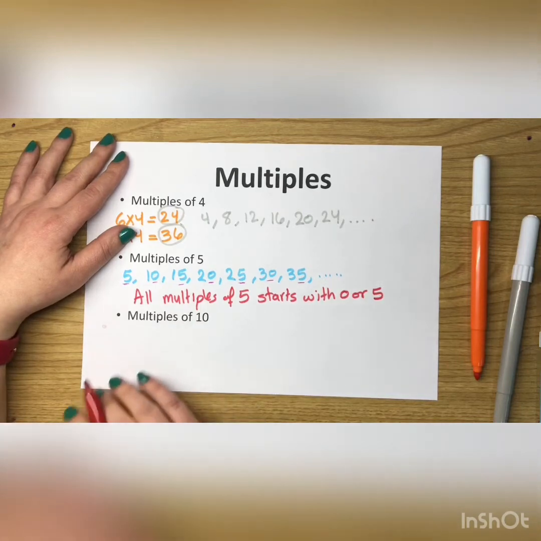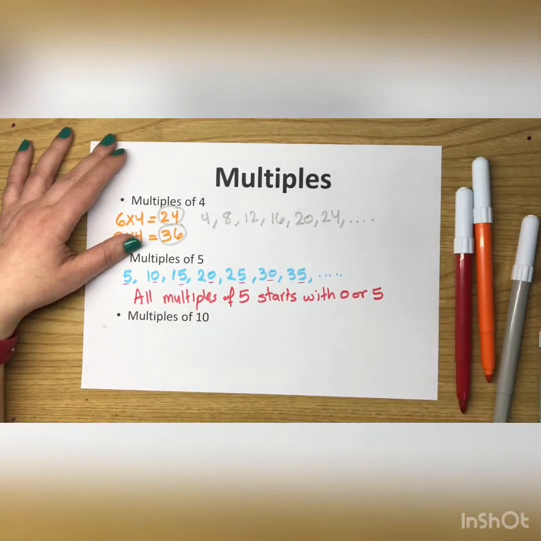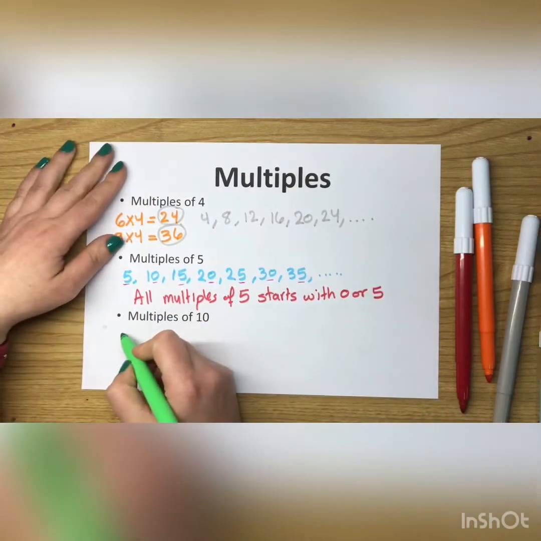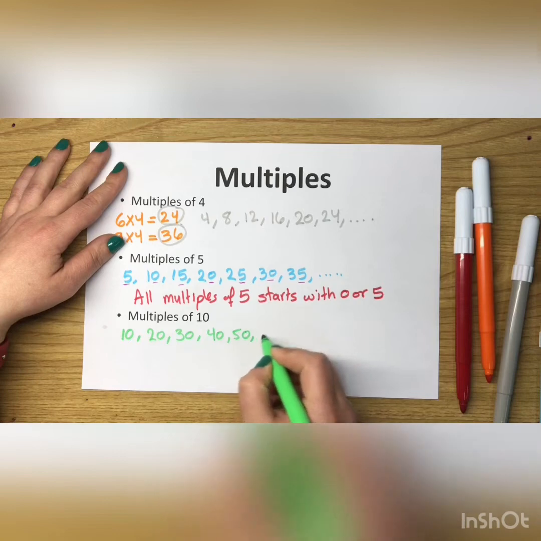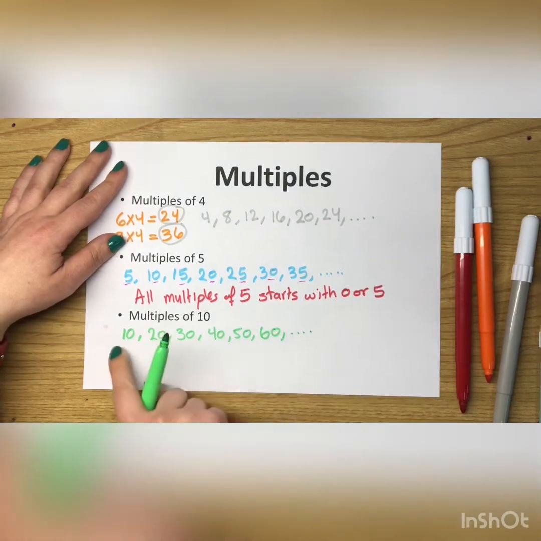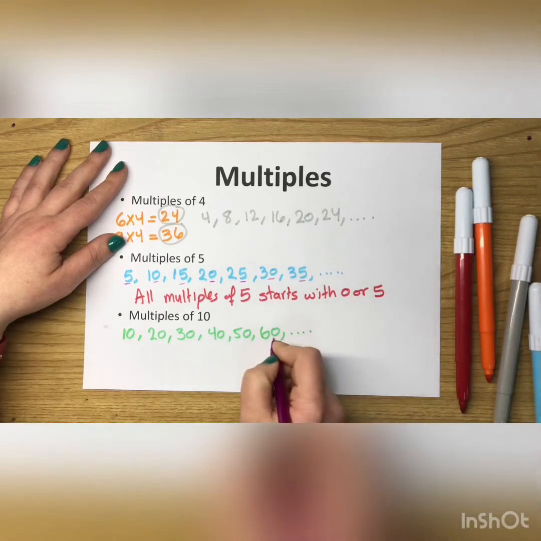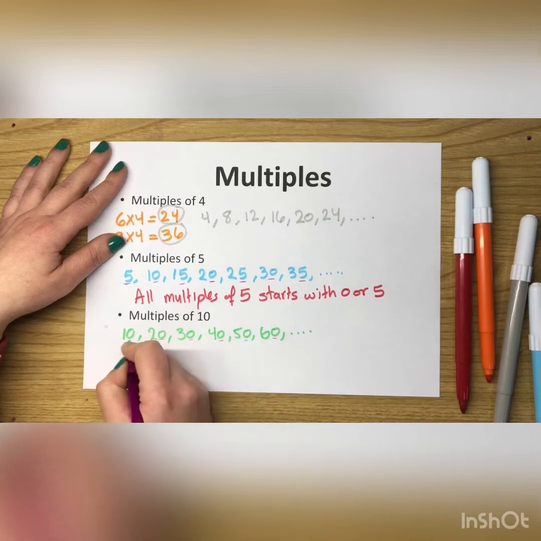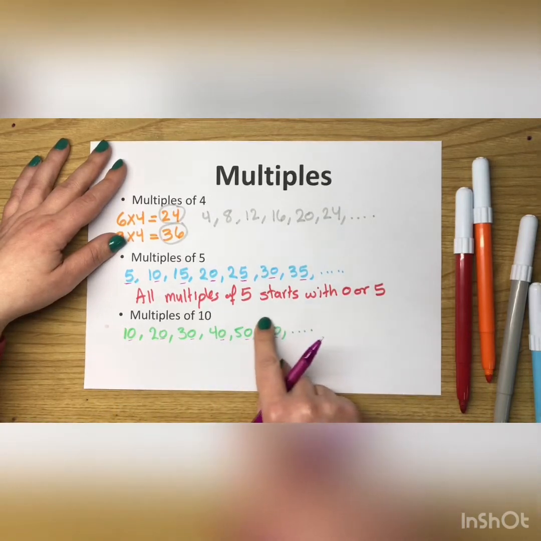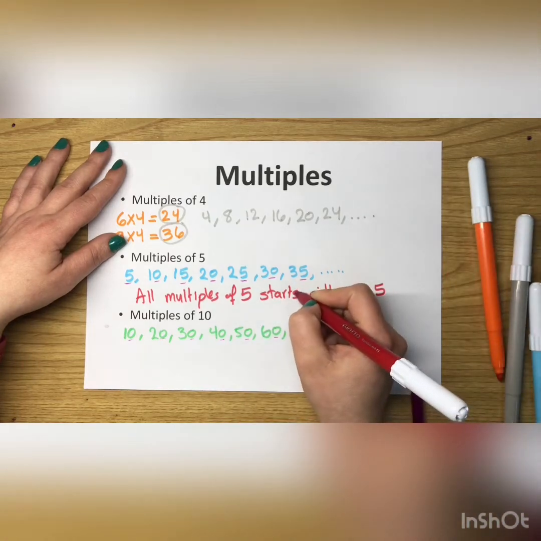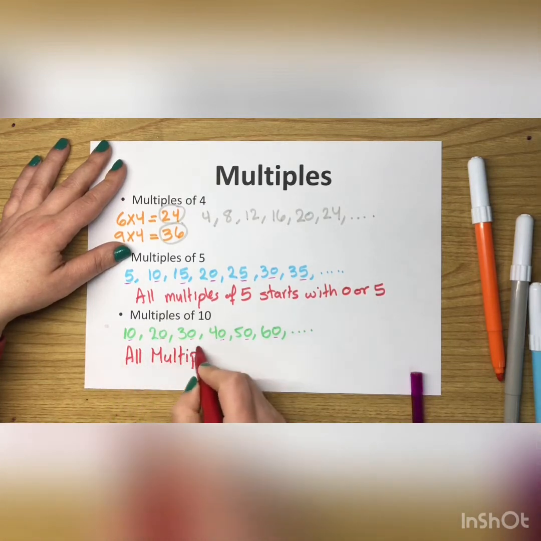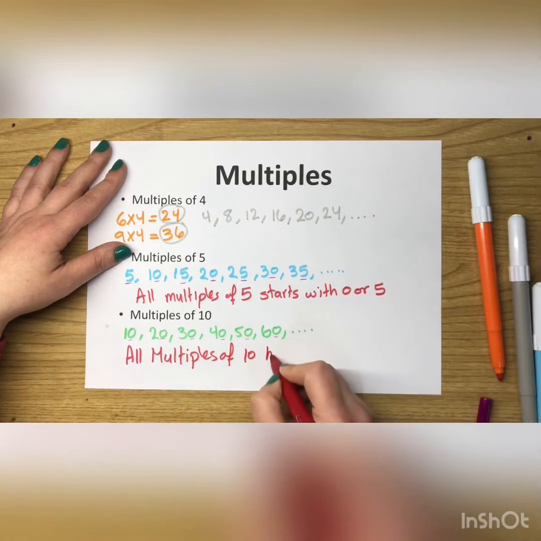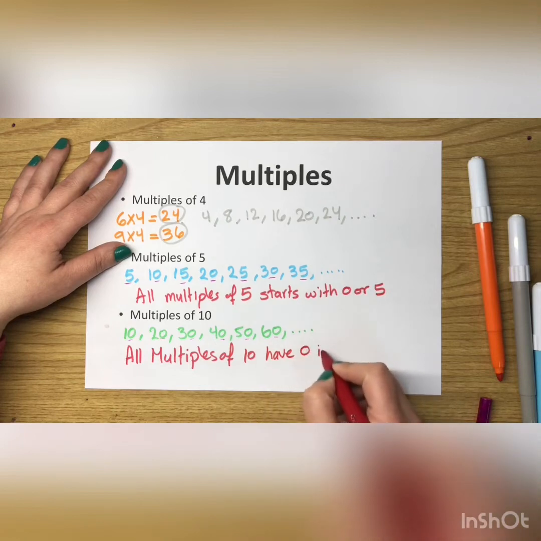Multiples of 10. What are the multiples of 10? Starting from 10, 20, 30, 40, 50, 60, and go on. What do you notice about the multiples of 10? Again, if you look at the ones digit of each number, all of them end with a 0. So all multiples of 10 have 0 in the ones place. Okay?